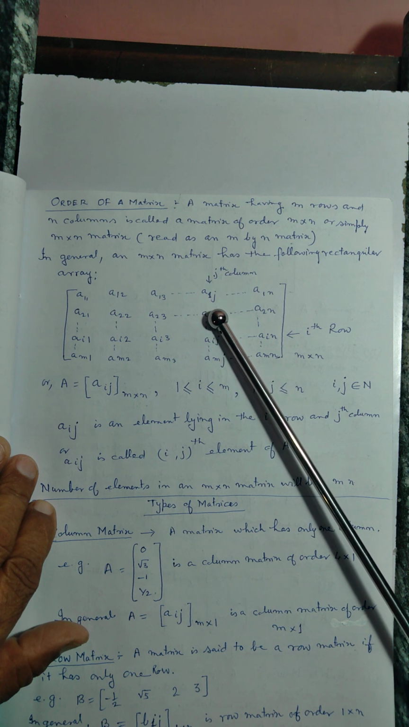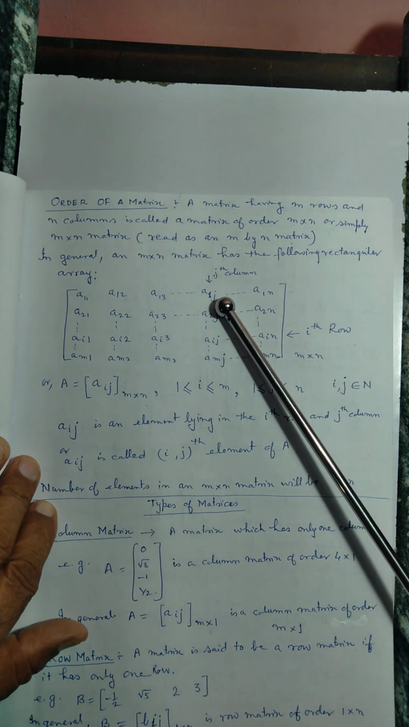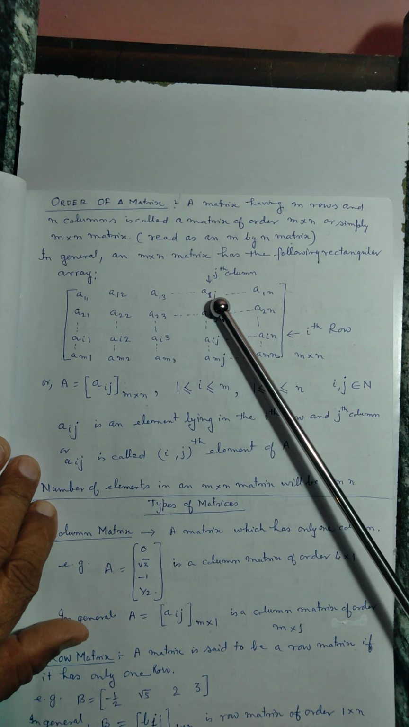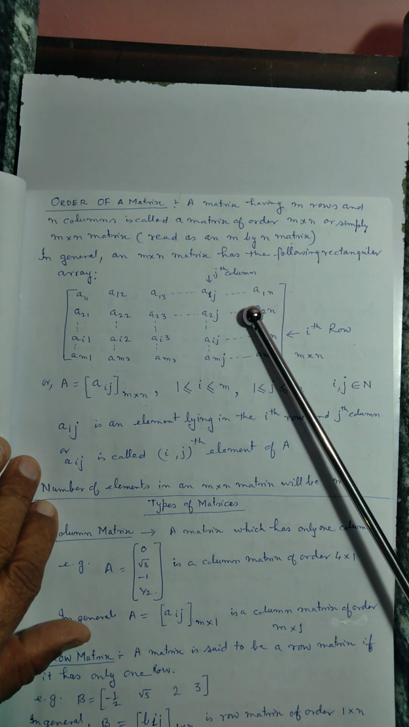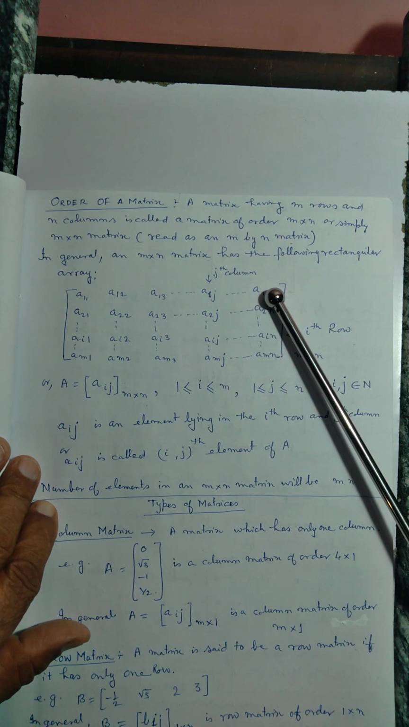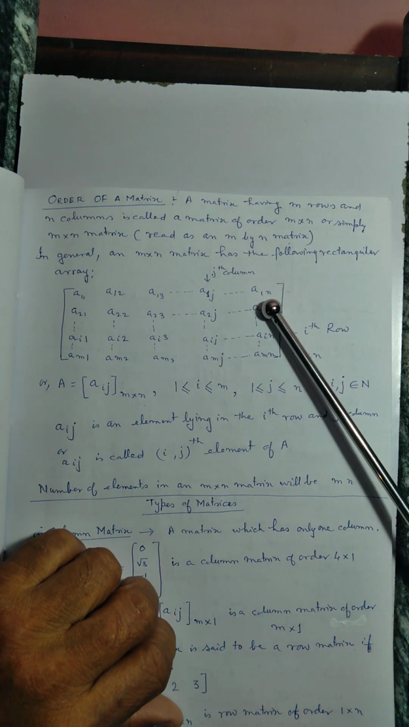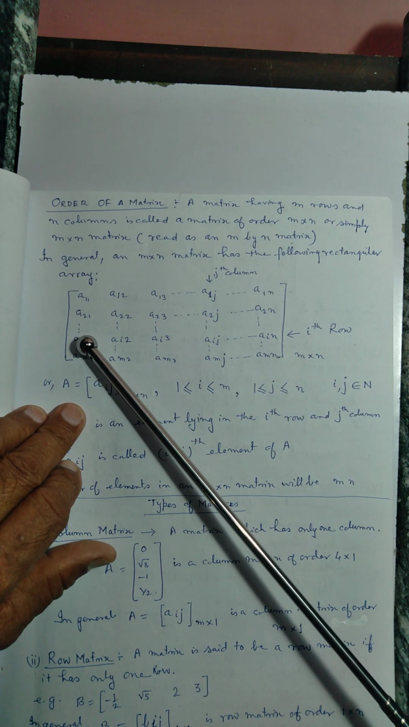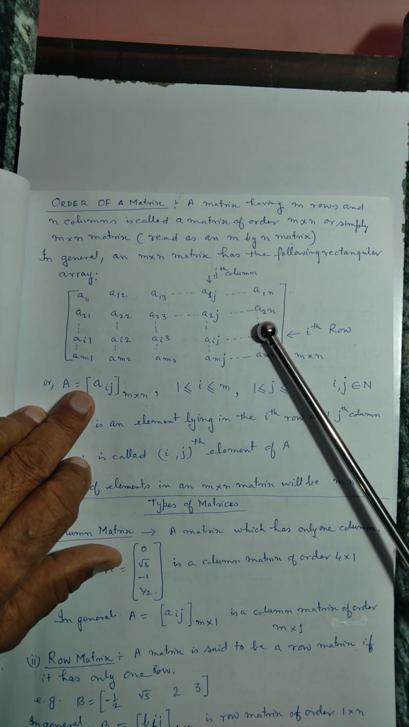Similarly, if you reach here, you will get 1j, meaning the jth column is there. First row is there, that is why it will remain 1. So A1j indicates that this is the element of the first row and jth column. Similarly, if we proceed further, at the last it is written A1n, meaning the first row, nth column. Now come to the second row, that is A21, A22, A23, A2j, and at the last you will get A2n.